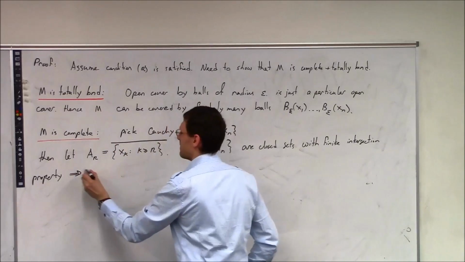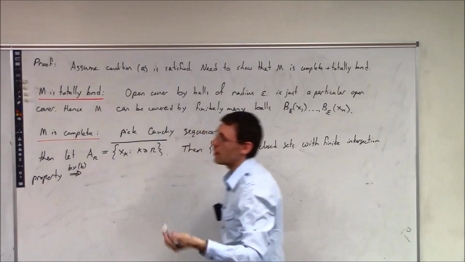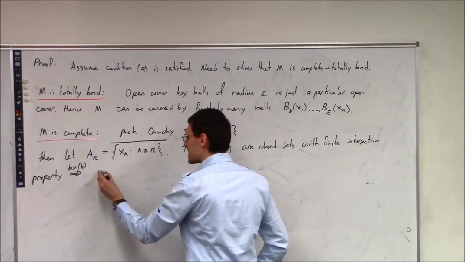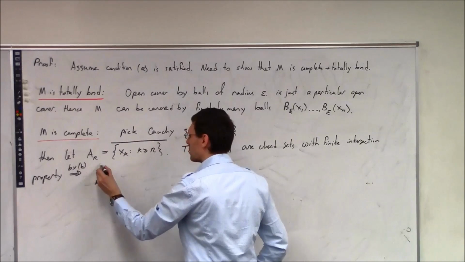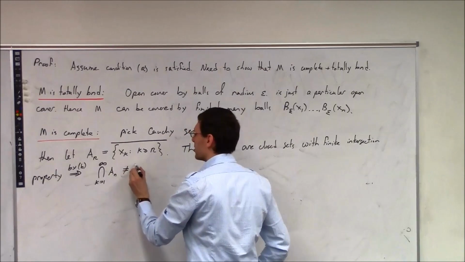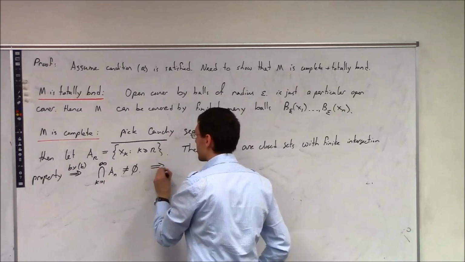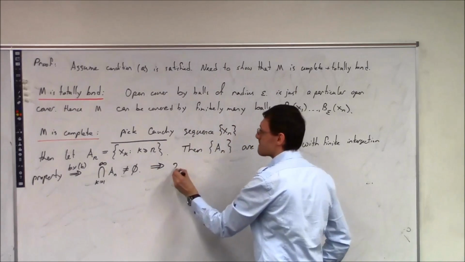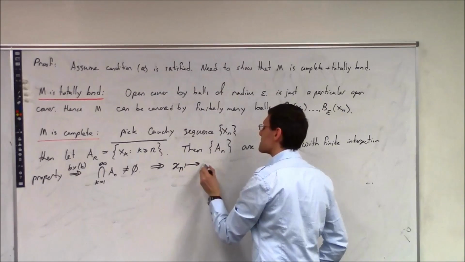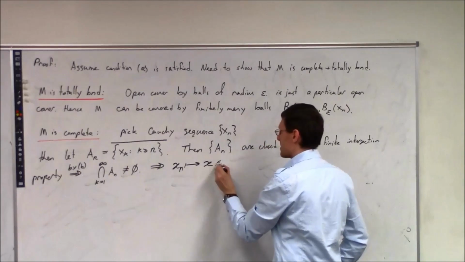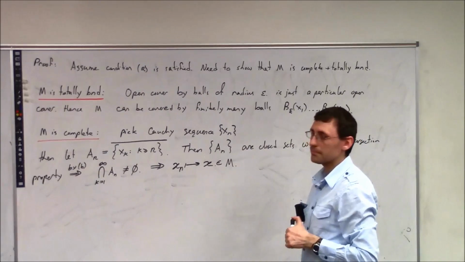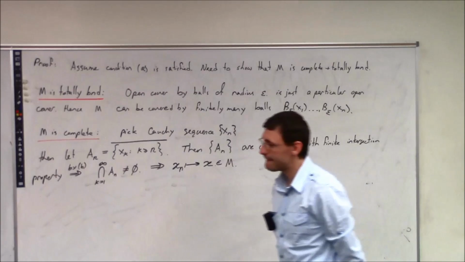Which implies by B, which is equivalent to A, right? It implies by B that the intersection of k equal 1 to infinity of A_n is not empty, which implies that the sequence converges. Okay? Do you follow? Do we need to show that the intersection contains exactly one point?